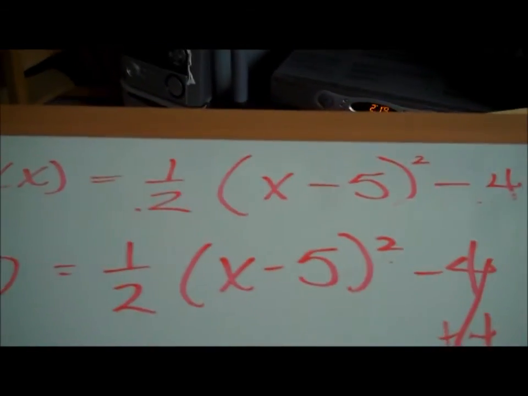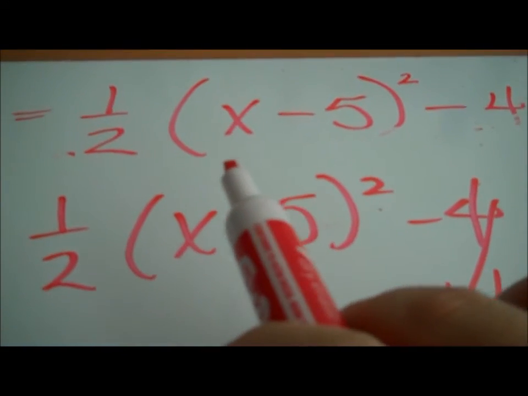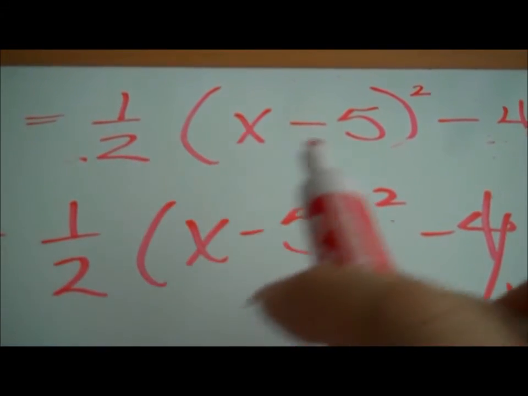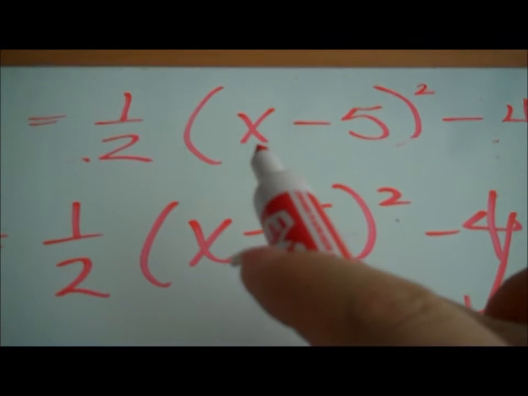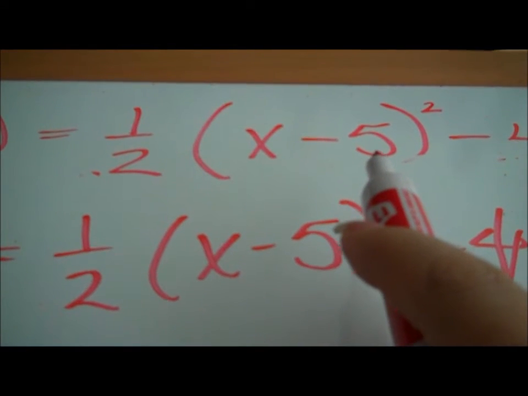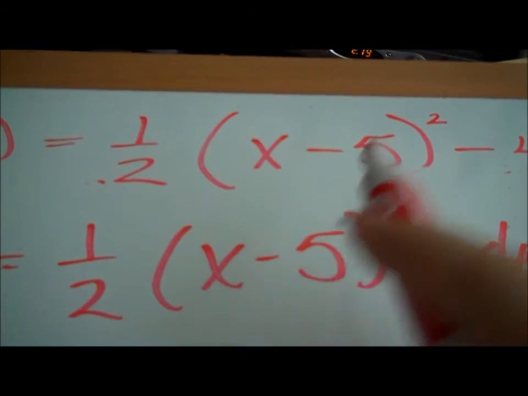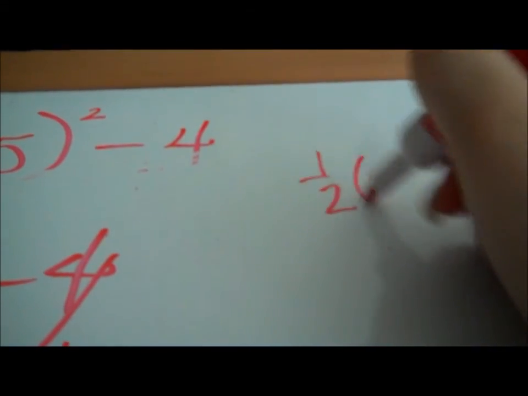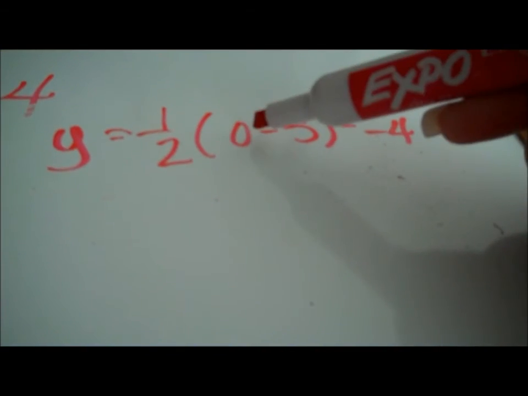Would we be able to find a y-intercept here? Well, a y-intercept happens when a graph crosses the y-axis. If it crosses the y-axis, that means x is at 0, right? So if x is 0, then this whole thing is going to be what? -5 squared, which is 25, right? So let's do that. 1/2 (0 minus 5) squared minus 4. We're trying to find out what our y is when x equals 0.